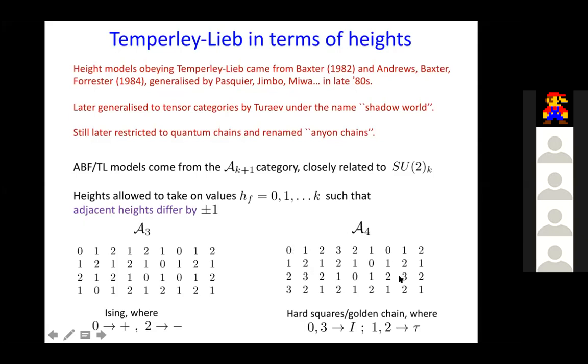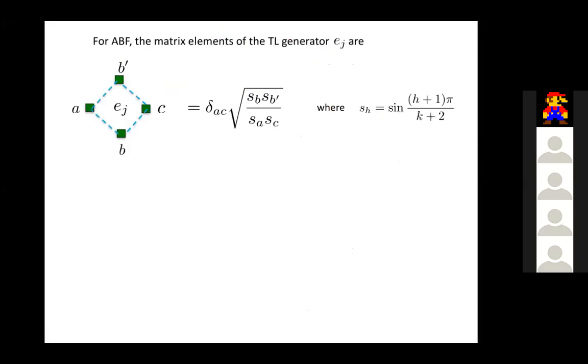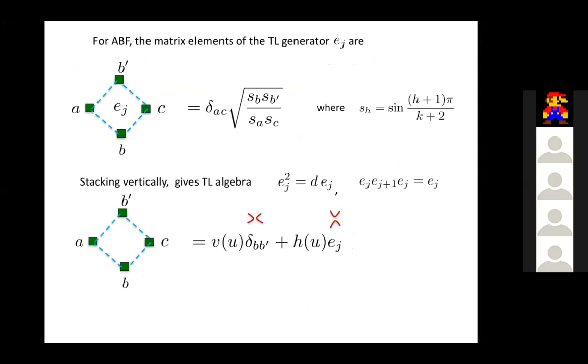So you get a configuration like that. And there is what the Temperley-Lieb generator is in terms of the heights. And so let me just show this so you know it's true. You can show that these things satisfy that. And that's essentially what Temperley and Lieb did, and then a slightly different model that Baxter came up with.